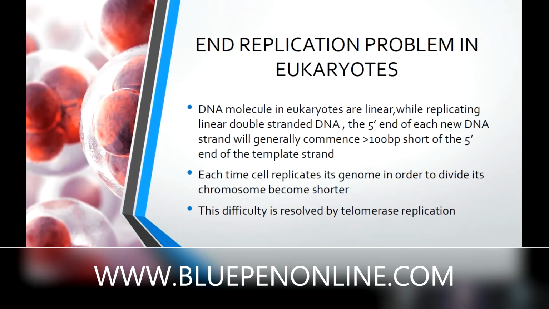That we will discuss in detail, to see what the mechanism is. Each time a cell replicates its genome in order to divide, its chromosome becomes shorter. The chromosome becomes shorter and shorter because of this problem. This difficulty is resolved by telomerase replication.